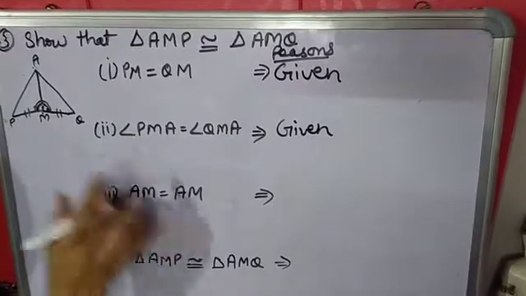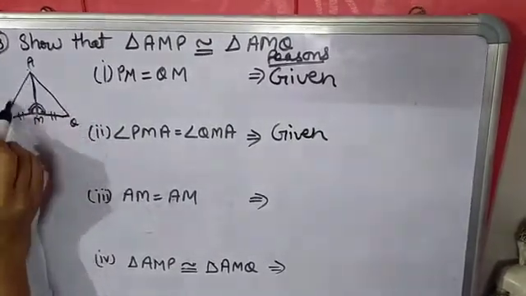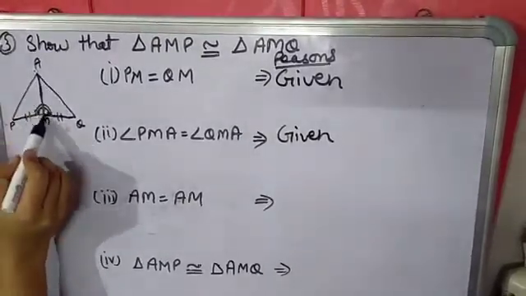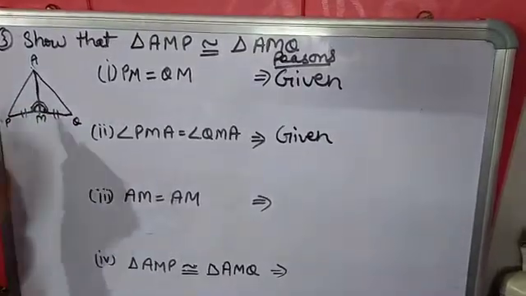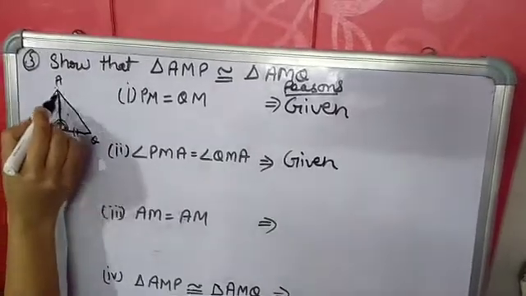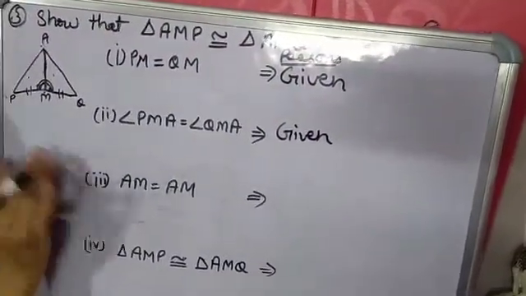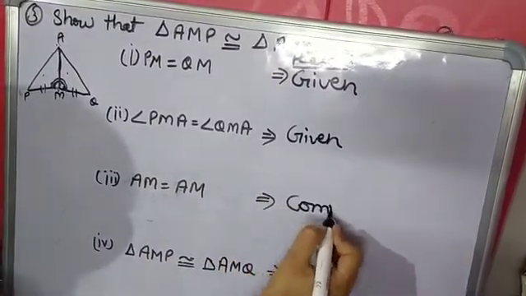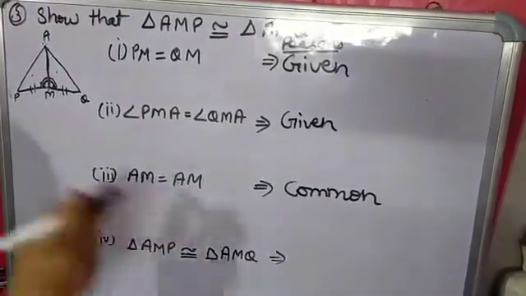AM is equal to AM. देखो, this AM is coming in this triangle AMP, and AM is coming in this triangle also, AMQ. ठीक है, दोनों में AM आ रही है. तो if it is 5 in this triangle, it is also 5 in this triangle. So it means it is common. So what is the reason why AM is equal to AM in both triangles? Because it is common.